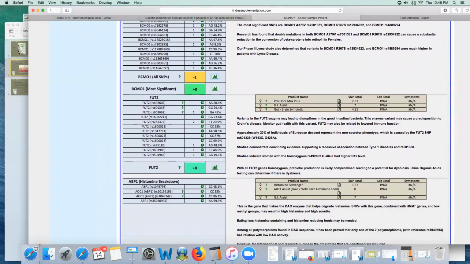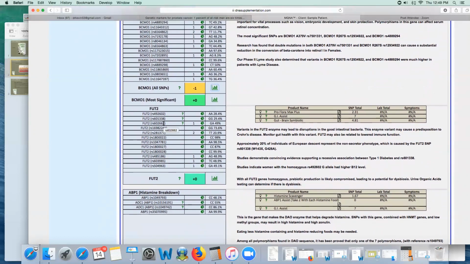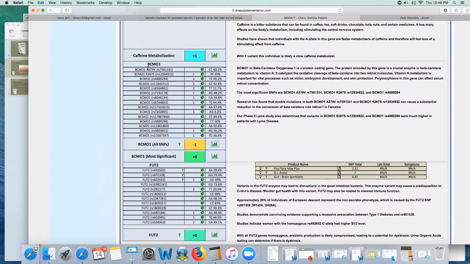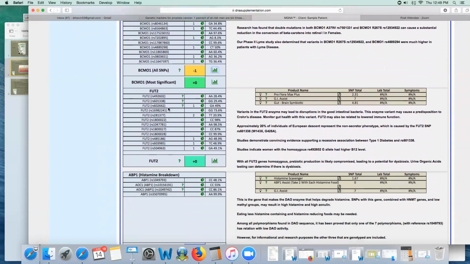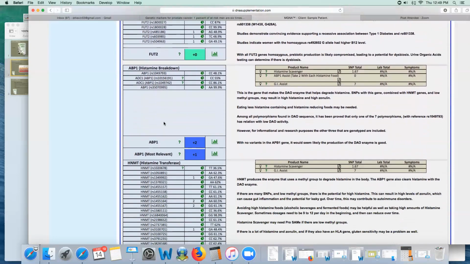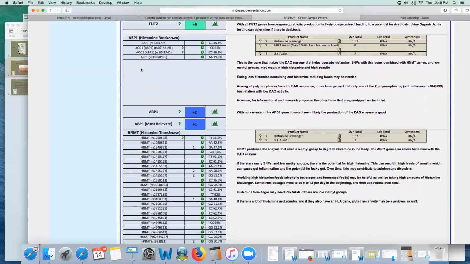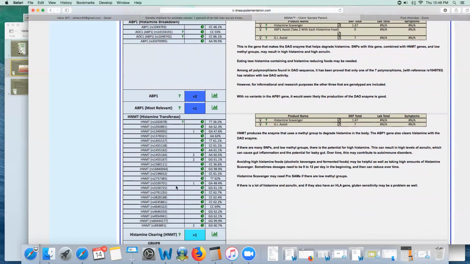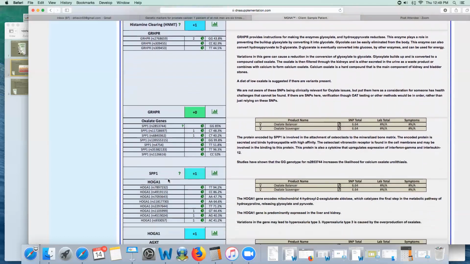Now, very common that sick people have FUT2 gene defects because one could argue that maybe a good part of all diseases begins in the gut. Gut issues could be a leading cause of many different diseases. So that is a very common defect to have. The main gut genes are the BCMO genes, very important for cancer patients. FUT2 genes, very important for cancer patients. The ABP1 and the HNMT, which have to do with histamine, are very important because this can be a feeder of cancer. And then we get into the oxalate genes.